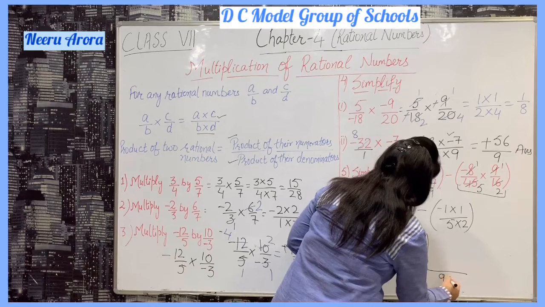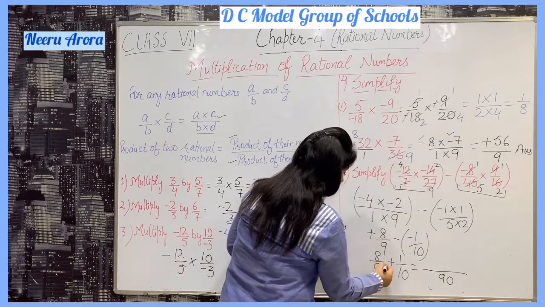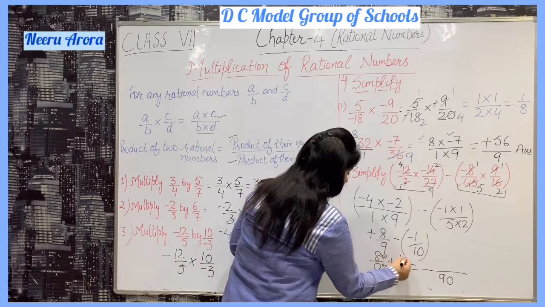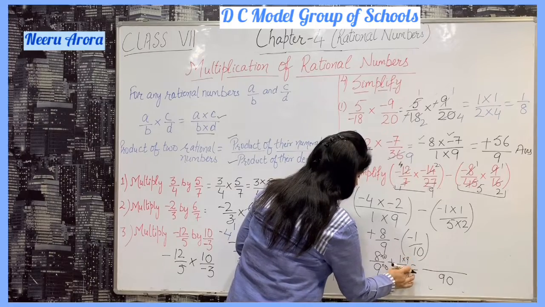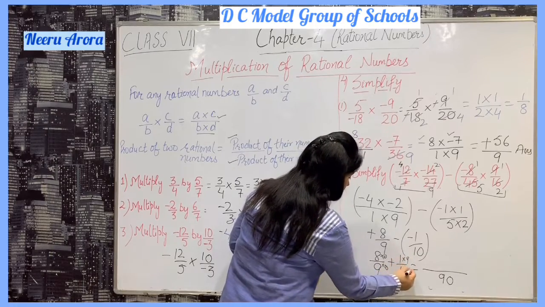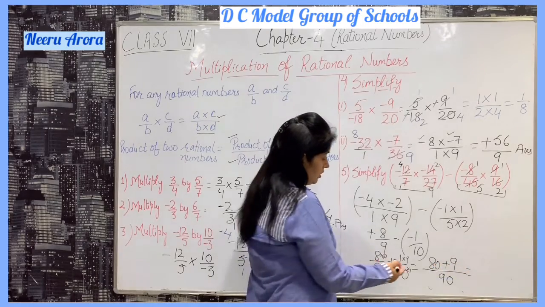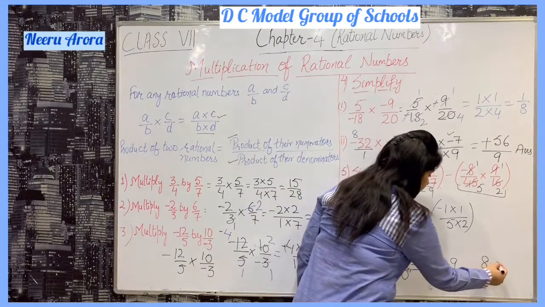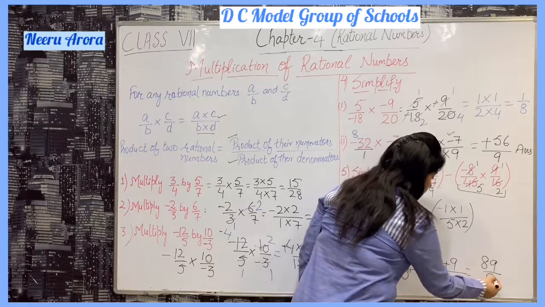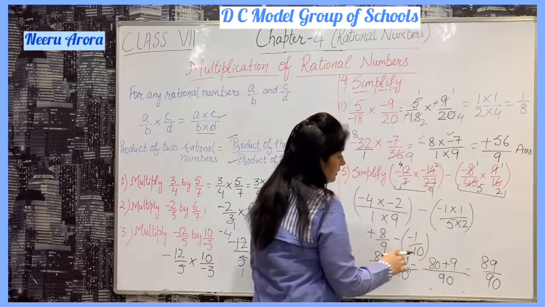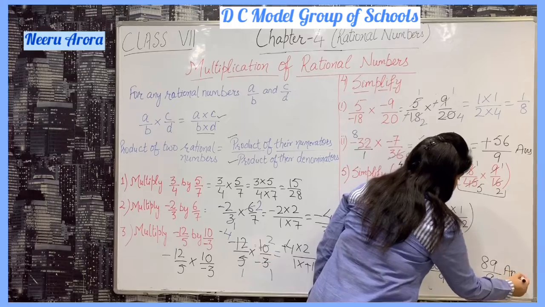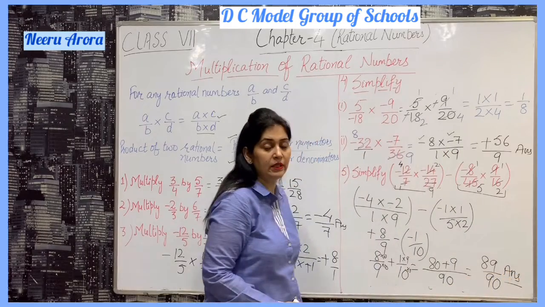Now take the LCM. LCM of 9 and 10 is 90. So we multiply the first numerator by 10 and the second numerator by 9. Here it is 80 plus 9, which is 89 upon 90. So this is the answer of question number 5, simplify. I hope it is clear to you.